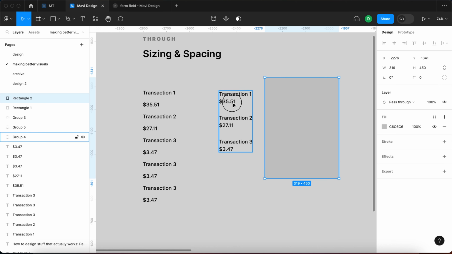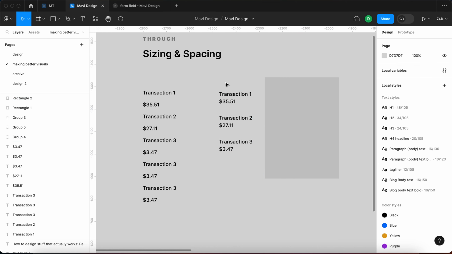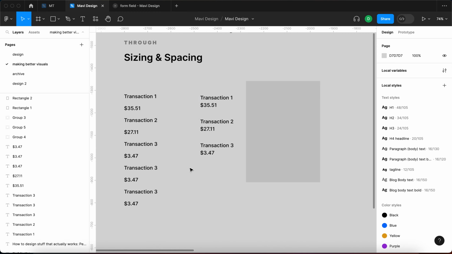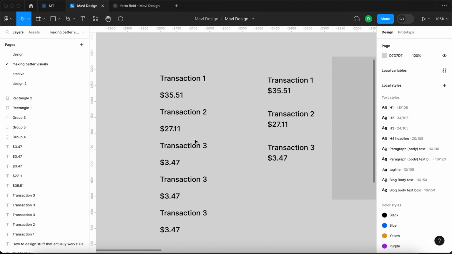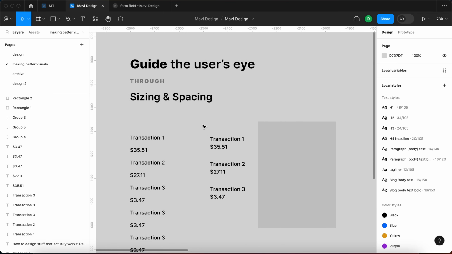If you group elements by how they are related, for example, if you put transaction 1 and then the amount closer together than individual transactions, then you're going to produce a situation where it's very easy to differentiate which amount goes where, right? As opposed to this. So that's how you can apply spacing.